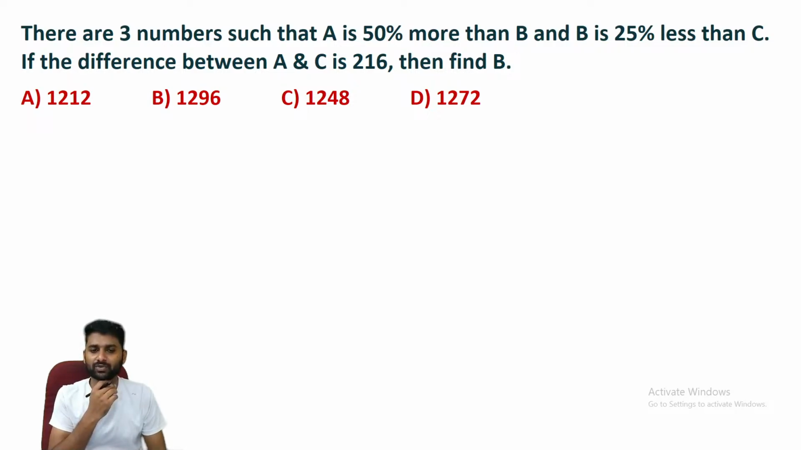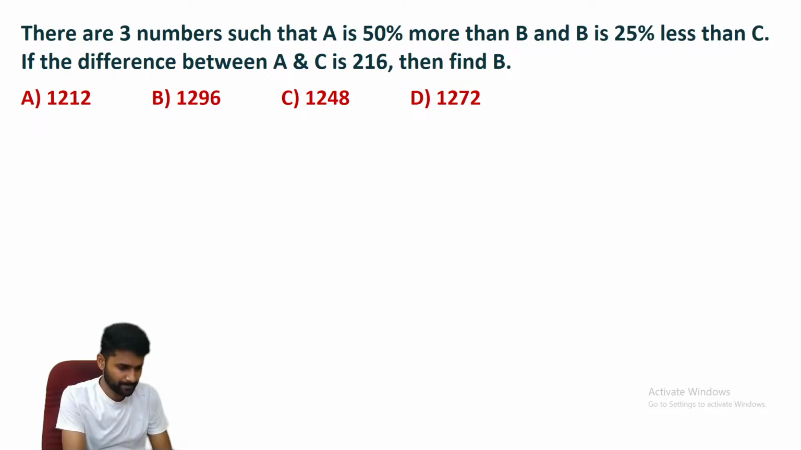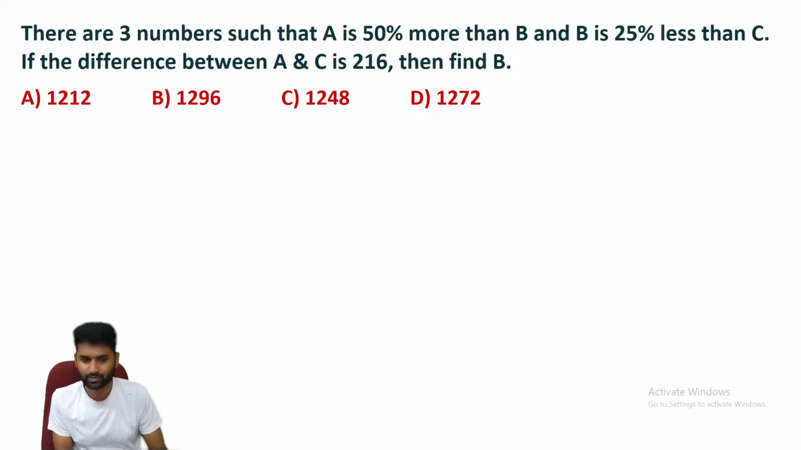So A is 15% more than B, and B is 25% less than C. The difference between A and C is 216. You have to identify what B's value is. Try to solve this question. Be good at all the basic concepts, guys. If you get the concept, you can understand the question and solve it properly.